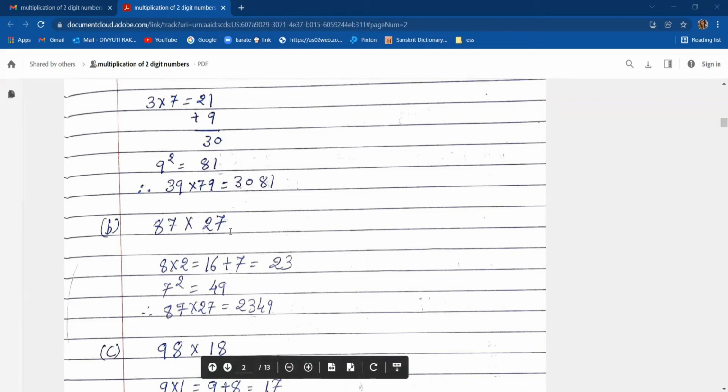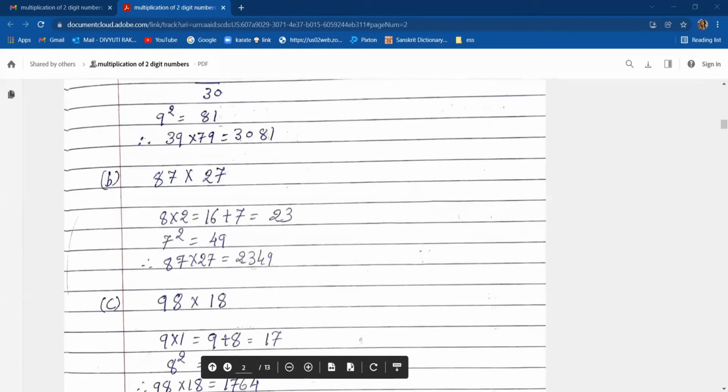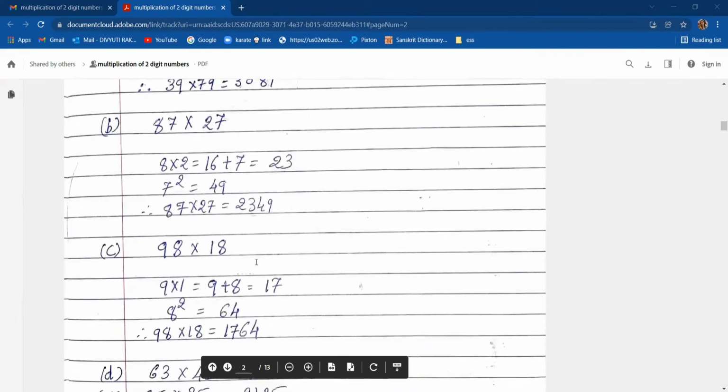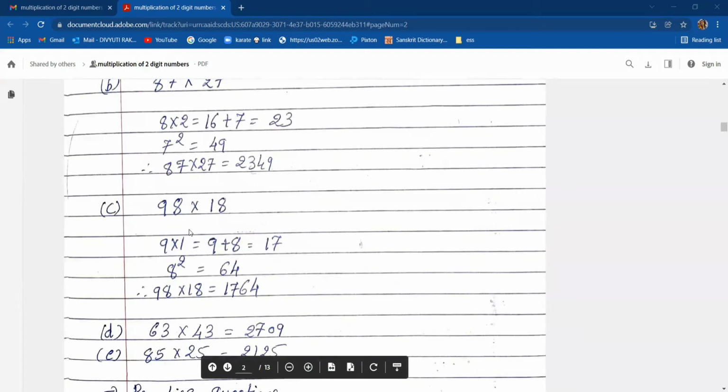87 into 27. So 8 and 2 will multiply together, and then we will add 7 to it. So 8 twos are 16, plus 7 will give you 23, and then 7 square is 49. By putting this together we are getting 23 and 49. So 2349 is our answer, the product of these two numbers. Now let's do somewhat fast calculation.